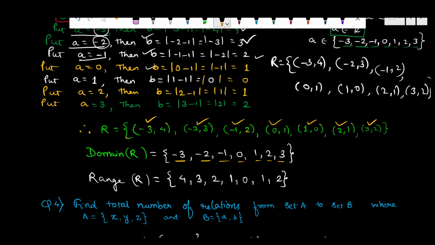And the range of R is what? The set of all second components: 4, 3, 2, 1, 0, 1 and 2. Here 1 will be only once, okay, and 2 also.